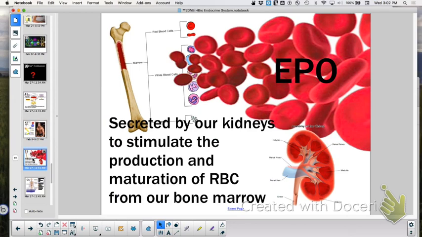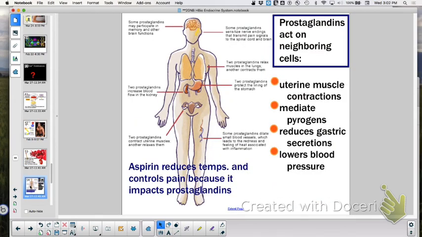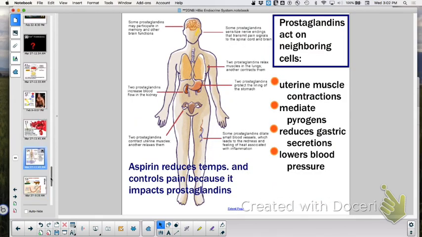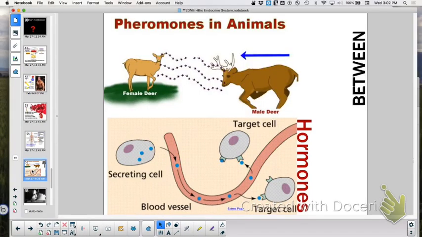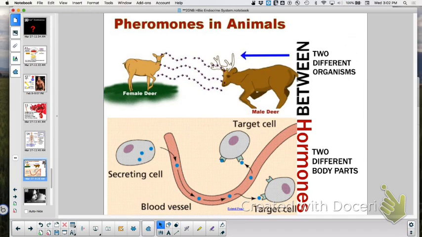EPO, I don't think I'm testing you on that one, but it is secreted by your kidneys. Prostaglandins, usually these are showing pain. When you have prostaglandins, it's like a warning sign, hey, I've got a problem over here. And then pheromones, I already mentioned this one. Pheromones are between two different organisms, whereas hormones are between two different body parts.